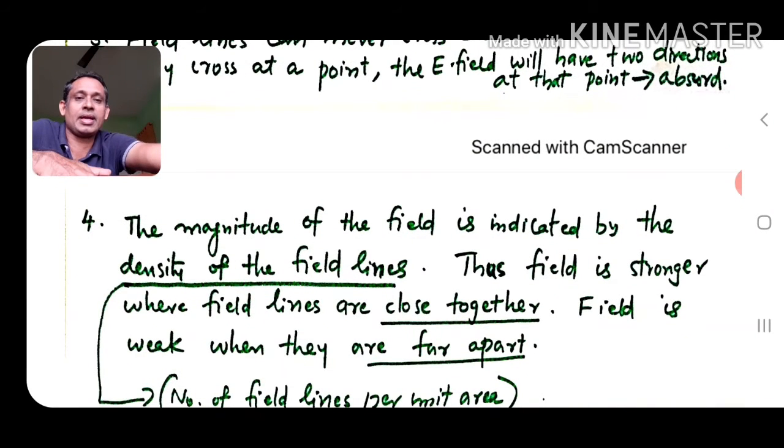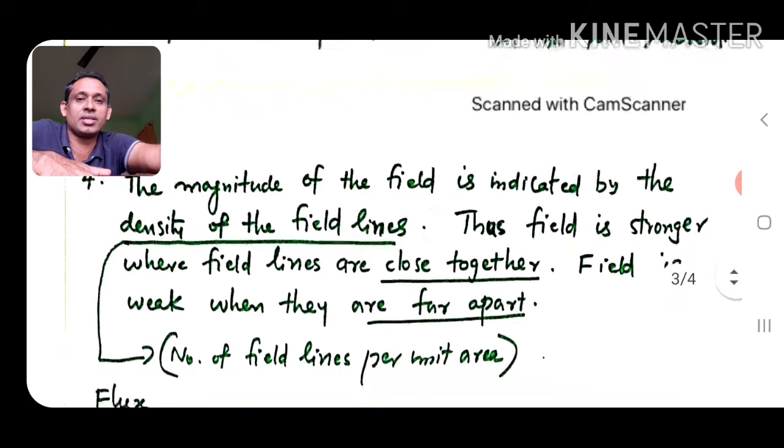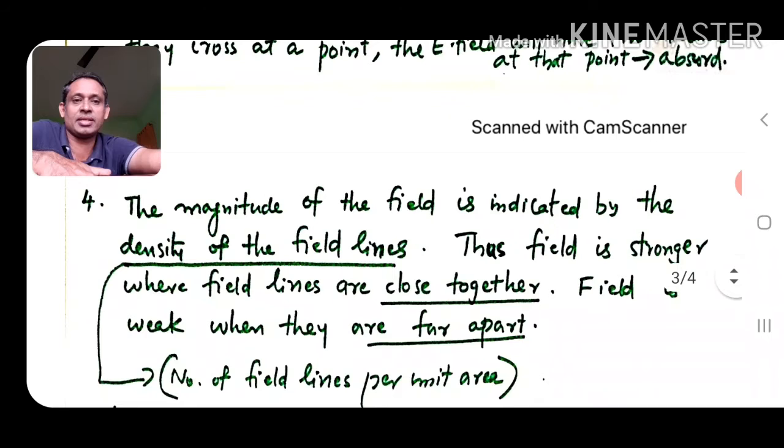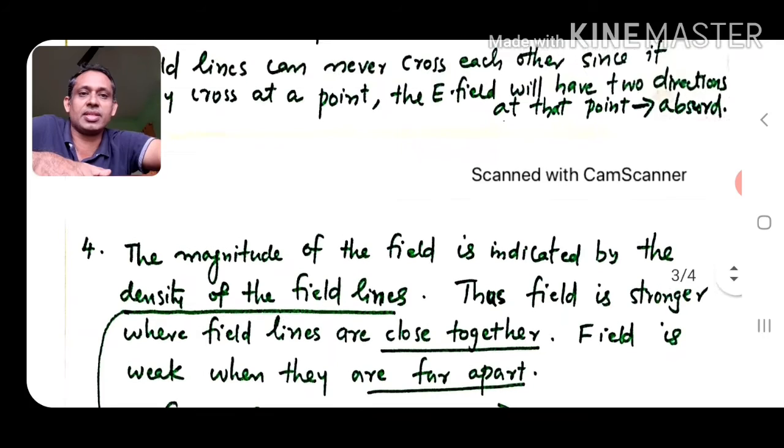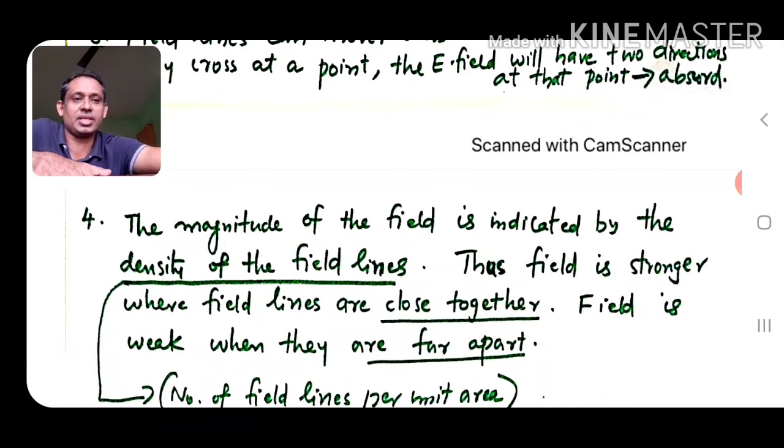Now another idea is the magnitude of the electric field is indicated by the density of the field lines. How many lines? Density here means the number of field lines per unit area, where the area is perpendicular to the field lines. So the magnitude of the field is indicated by the density of the field lines. Density is the number of field lines per unit area.